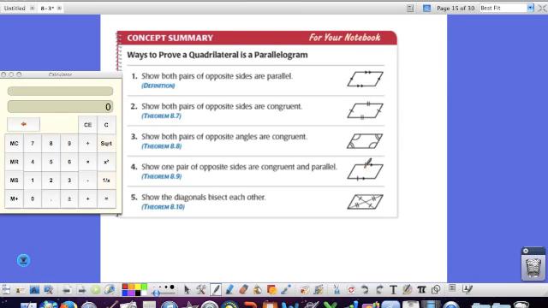Okay? These are not unique situations. That means if number 4 is true, and we can prove that that's true, then the opposite angles are going to be congruent. If we can prove that the opposite angles are congruent, then we know that the diagonals are going to bisect each other.